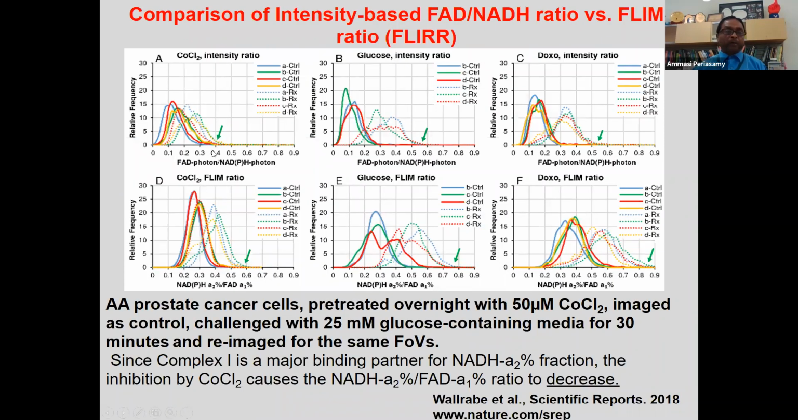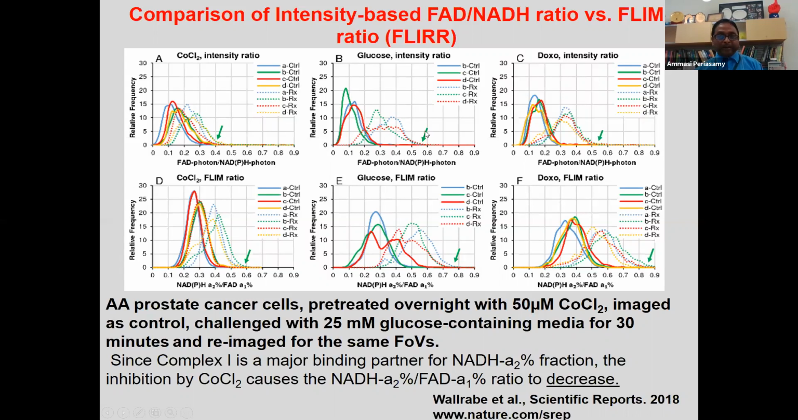If you see the cobalt chloride here, you keep the cobalt chloride at about 50 micromolar, pre-treated overnight, and imaged as a control. Then challenge with 25 millimolar glucose for about 30 minutes. Then image it and process with our region of interest-based method. So we can see the intensity-based ratio and the FLIM ratio. The bottom panel is the FLIM ratio, and the top panel is the intensity-based ratio.